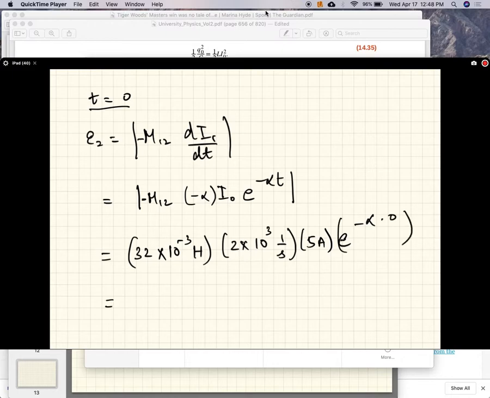Okay, and this is an EMF, so all those henries, amperes per second is a volt. So this guy is 1. This kills that. 32 times 2 is 64. 64 times 5 is 320. Okay, so 320 volts. That's a non-trivial voltage.